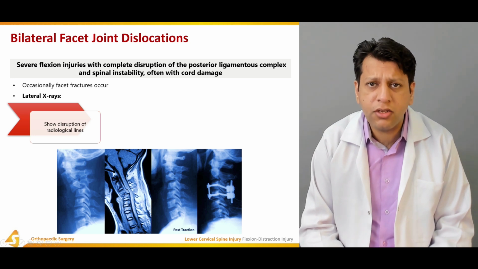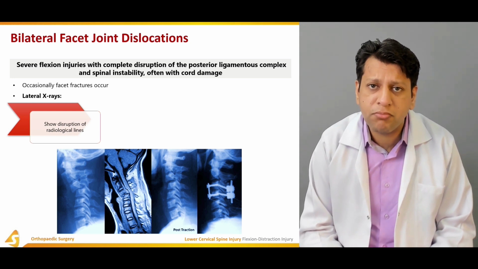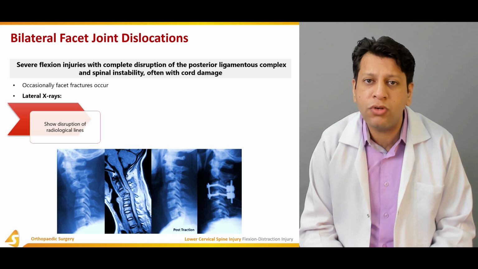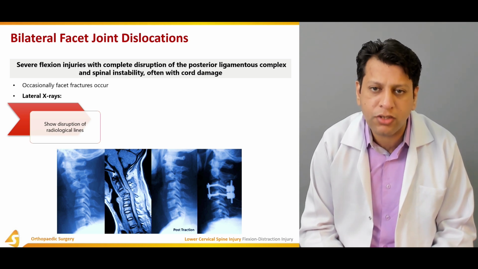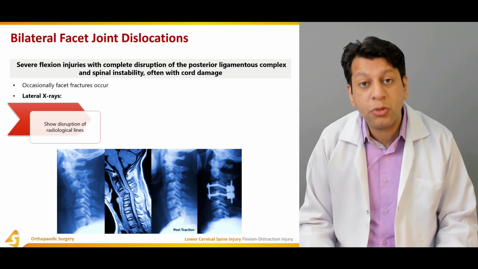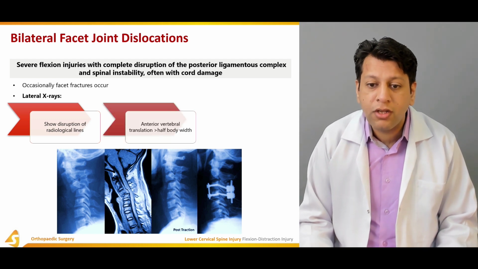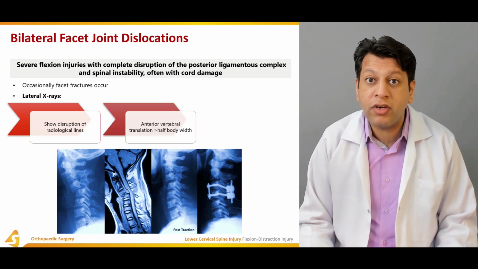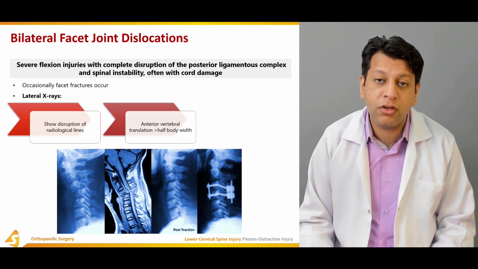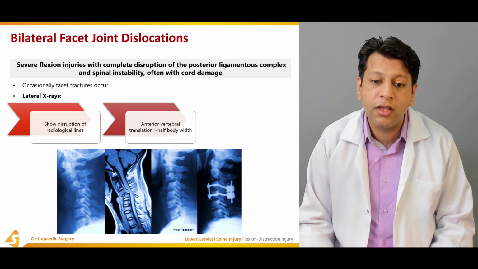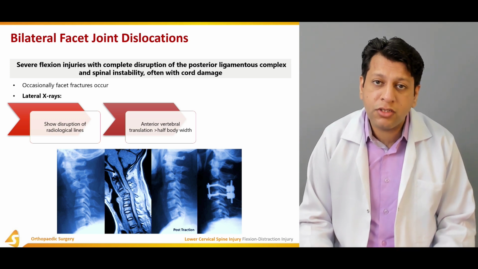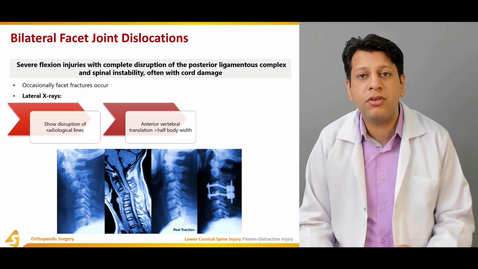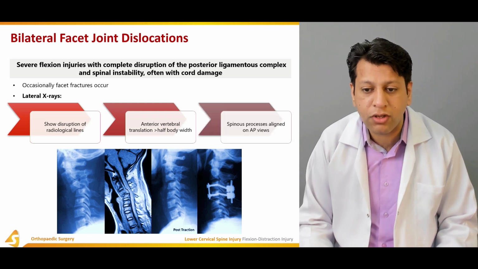This is a classical, usually a flexion distraction mechanism which leads to either unilateral or bilateral facet dislocations, and may or may not be associated with fractures. So there is disruption with anterior vertebral translation. Half of the body width is usually translated anteriorly. If it's more than half, this is a bilateral. If it's less than half, it's usually associated with a unilateral facet dislocation.